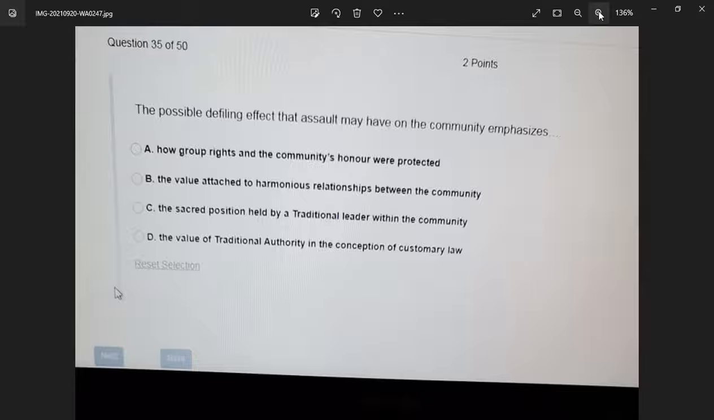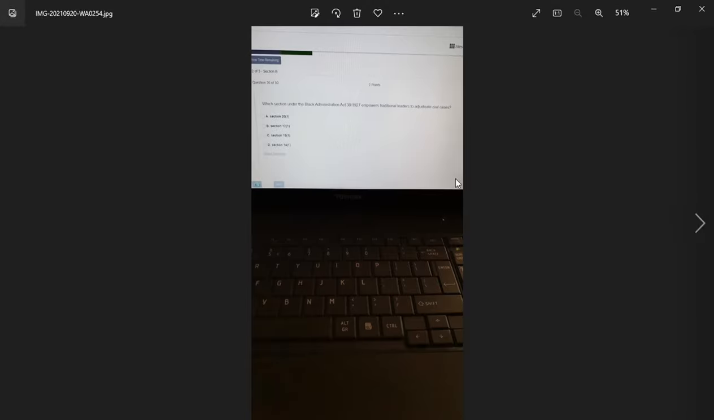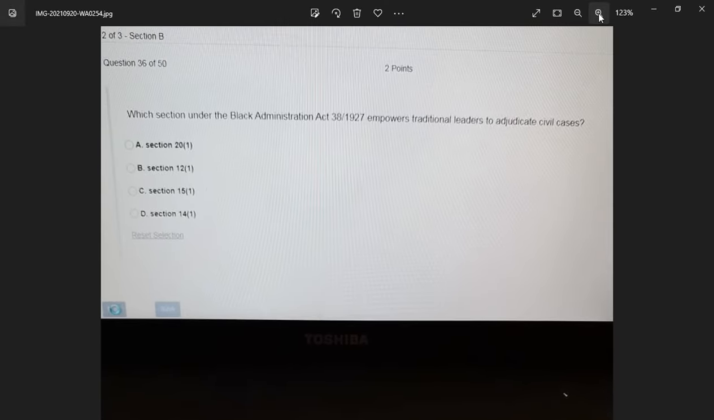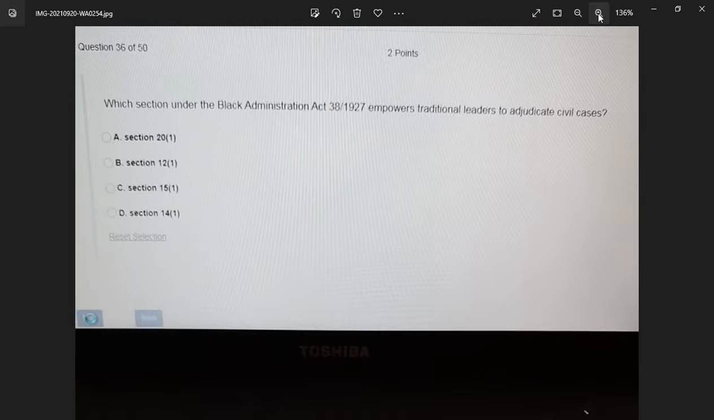35. The possible defiling effect that assault may have on the community emphasizes. It's very helpful. I am telling you to write it. Just check it out. It's not a waste of time, and it's not a waste of data.